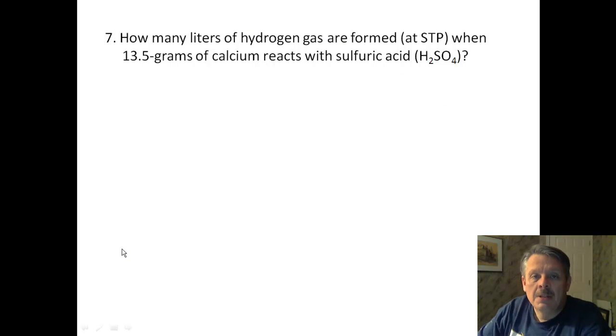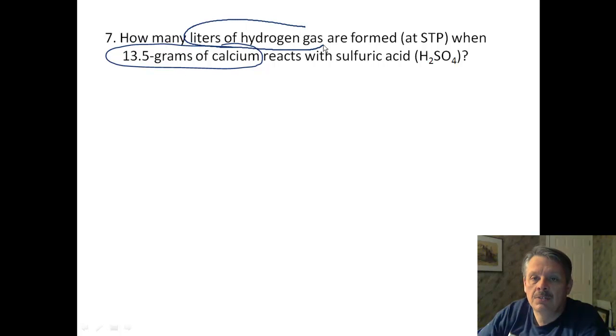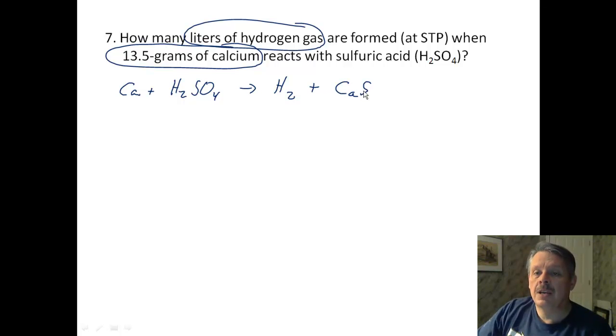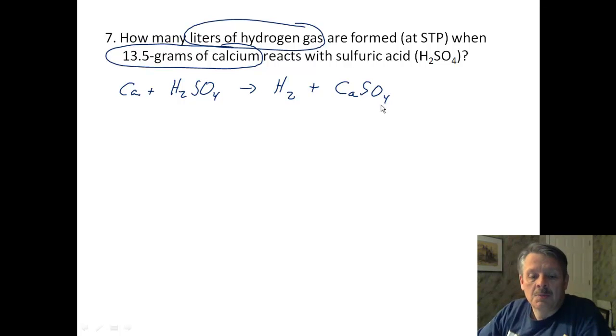Okay, how many liters of hydrogen gas are formed at STP when we have 13.5 grams of calcium reacted with sulfuric acid? We're trying to figure out liters of hydrogen gas. So we have calcium reacting with sulfuric acid, which is H2SO4, and we are producing hydrogen gas, that's H2, and we're producing calcium sulfate, CaSO4. And if I look at that, everything looks balanced to me. So we have 1s everywhere, so that's helpful.